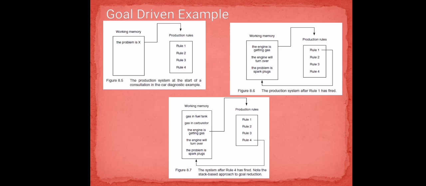Then we are moving to an example of goal driven. We have already discussed the data driven example and we are moving to the goal driven example. Here from the goal, that is from the conclusion, we are moving backward. Okay, this is backward chaining. Here, from the working memory, we are using the production rules to fill the working memory.